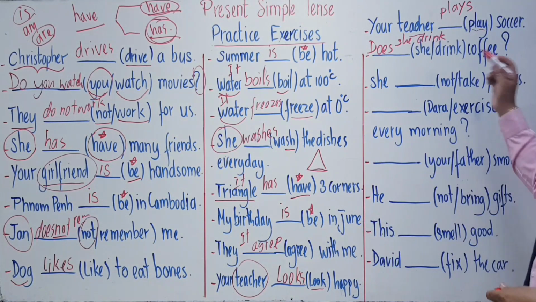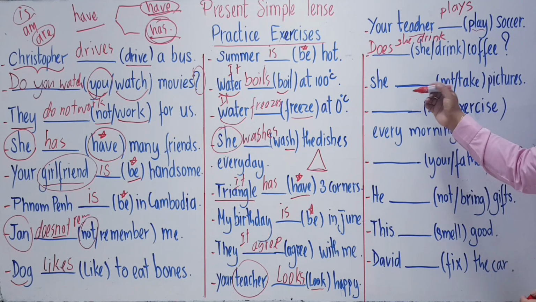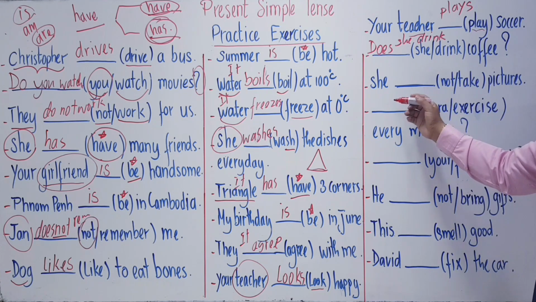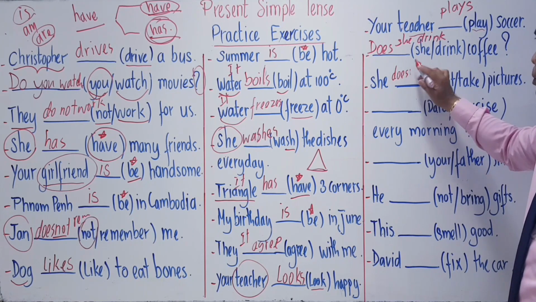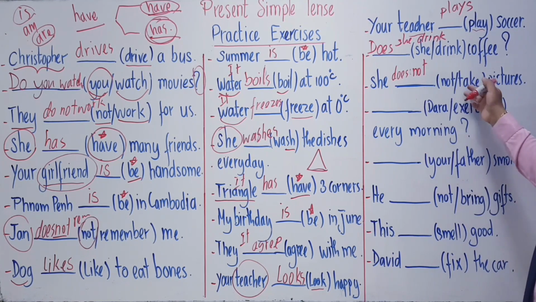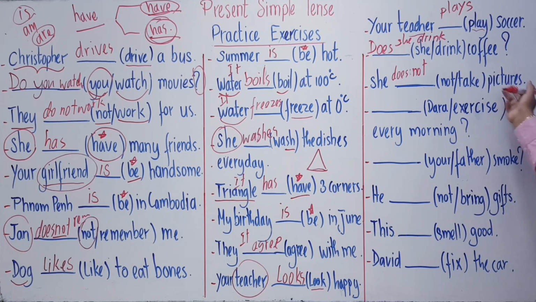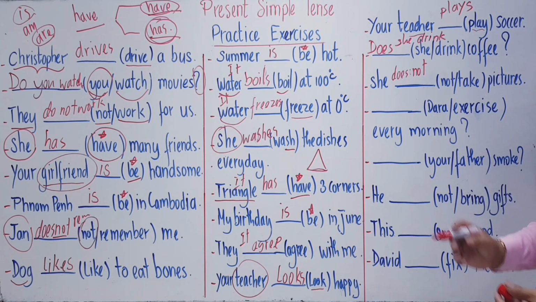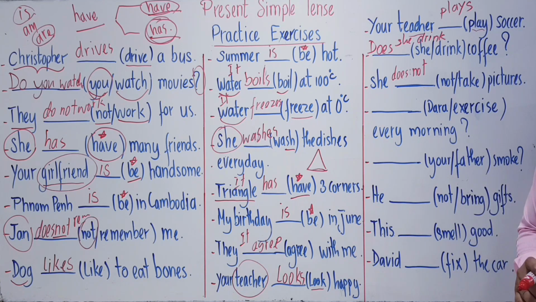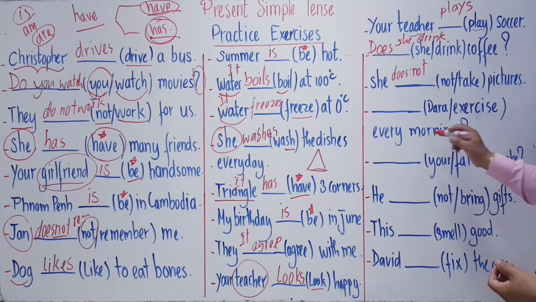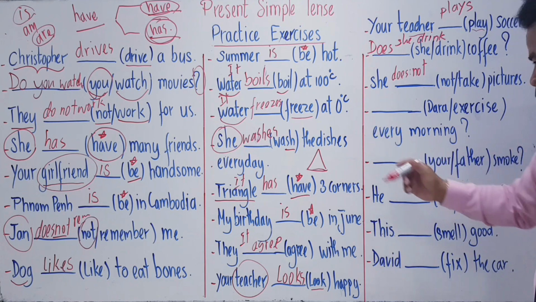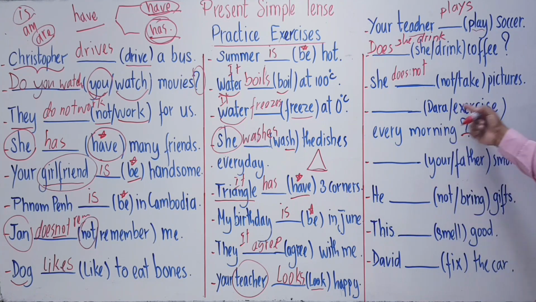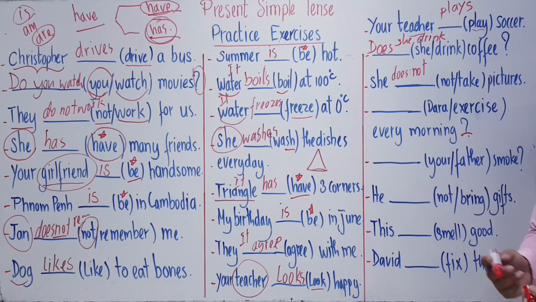Okay? Look at this one. She, what do you say? She do not or she does not? She does not. She does not take pictures. Right? Let's go to another one. Is it positive or is it negative? Okay? Look at this one. It is not negative. It is not positive. It is a question. That I exercise every morning.